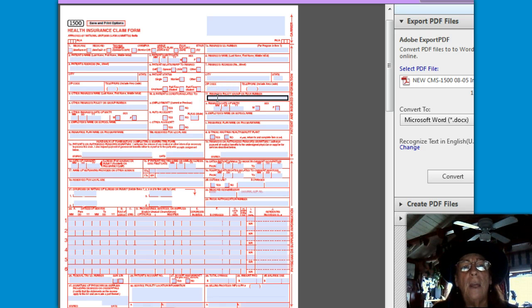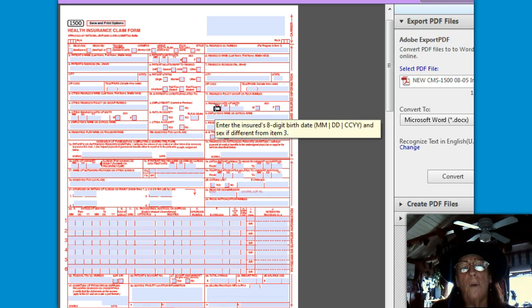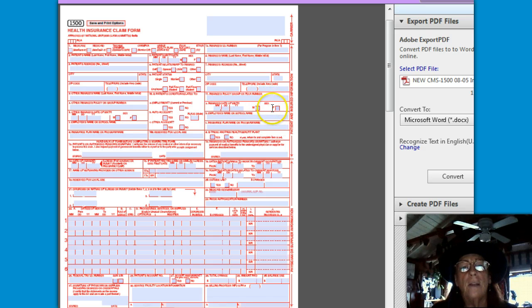Underneath that, then, if you have an insured's policy group number, you can stick that number in here. Underneath that is the insured's date of birth. So if the insured is not the same as the patient, you would have to have that date in there, and the sex of the insured also. And then you have the employer's name.